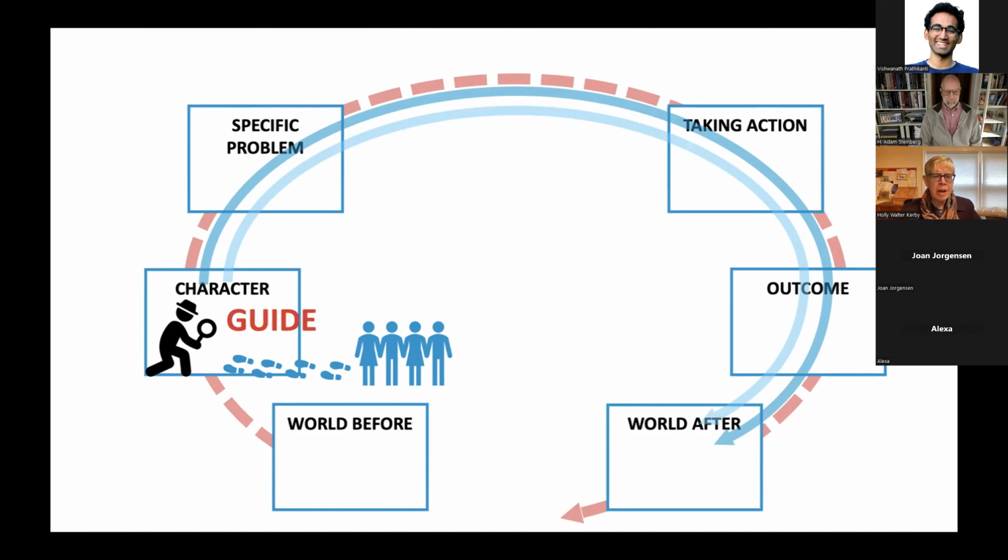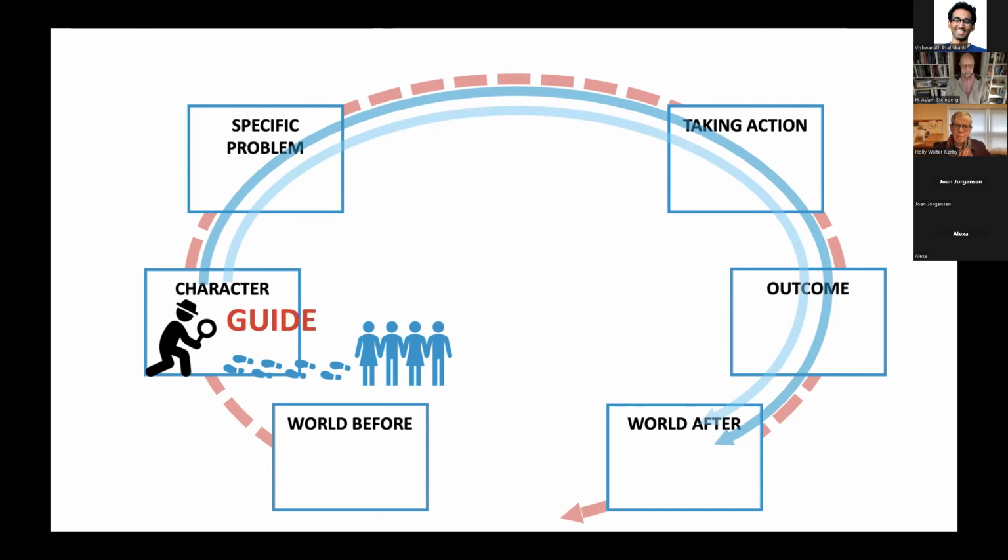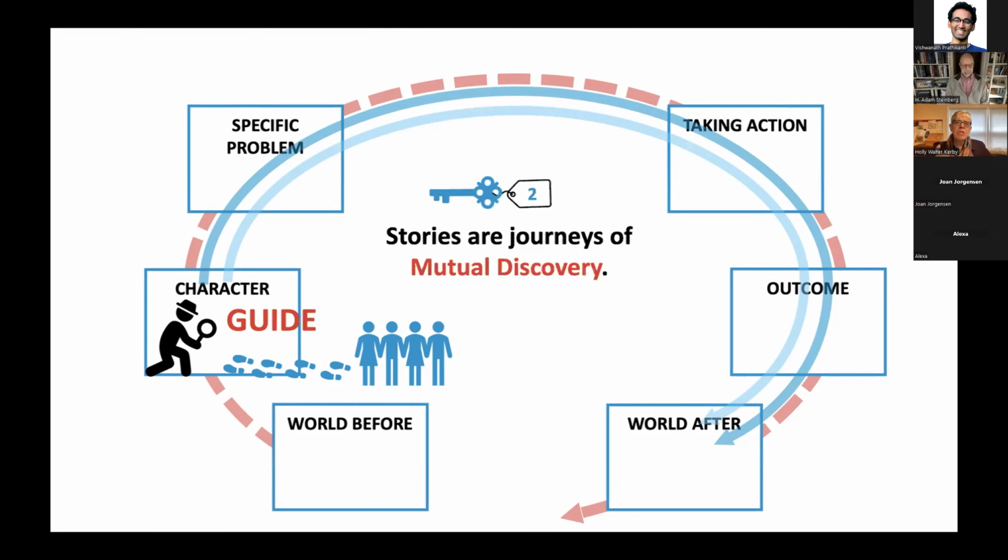This is called narrative transportation, this sort of magical thing that happens. This makes the character not just somebody in the story in a faraway place, but also sort of stepping between the story and the audience as a guide for the audience. This is the second key I discovered, that stories are journeys of mutual discovery.